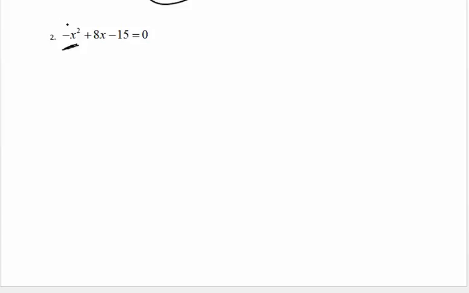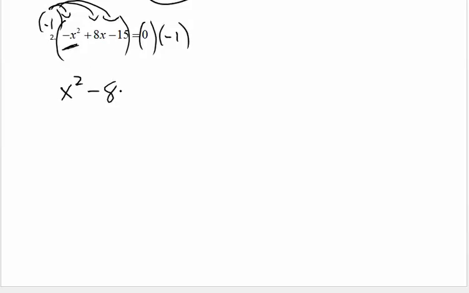There's a couple things I can do. What I like to do is multiply both sides of the equation by negative 1. I'm allowed to do that, right? If I do something to one side, that's fine as long as I do it to the other. So what happens when I multiply something by negative 1? It essentially changes the sign of everything. So the negative x squared becomes positive, the 8x becomes negative, and the negative 15 becomes positive. What happens over here? Well, 0 times negative 1, still 0. Okay? So now I have it how I want it.